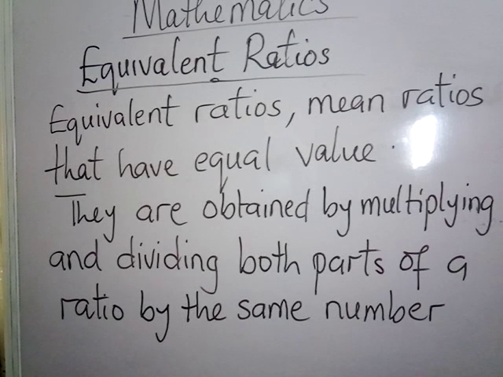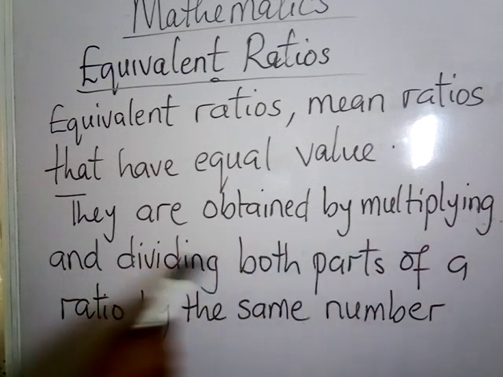Remember in our previous lesson on ratios, we looked at what antecedent is and what consequent is. The antecedent is the first number in a ratio, and the consequent is the second number that appears after the colon in a ratio. So when you have ratios that are represented using different numbers, but they have the same value, you call them equivalent ratios.